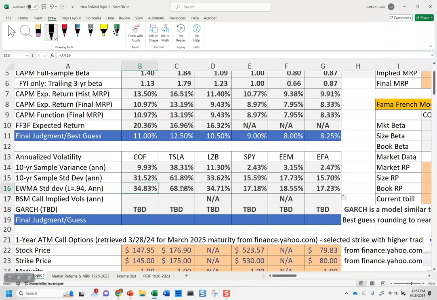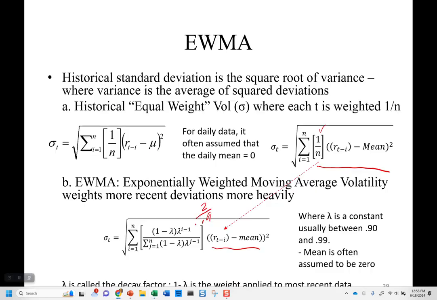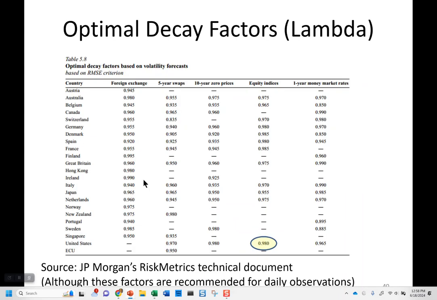It looks like the EWMA volatility seems to be higher for all of these. Actually, I want to change that lambda. The lambda I used was 0.98. Let's change that. So it looks like times are a little more volatile than they have been in the past for all these assets, since the EWMA volatility is greater than the simple equally weighted volatility. All right, so that is EWMA volatility.